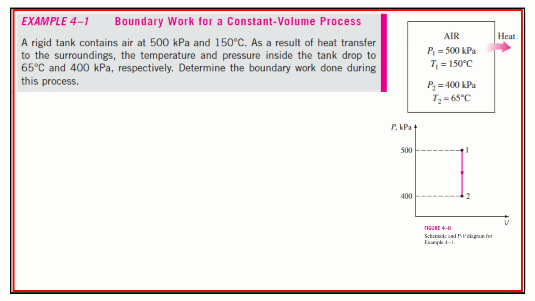This is just like the most recent example in the previous video, where we have a rigid tank. See, there's the magic word, rigid, that contains 500 kilopascals of air at 150 degrees Celsius. And when there's some heat transfer to the surroundings, the temperature and the pressure inside the tank drop to 65 degrees Celsius and 400 kilopascals respectively. Determine the boundary work done during this process. There's that phrase, boundary work.